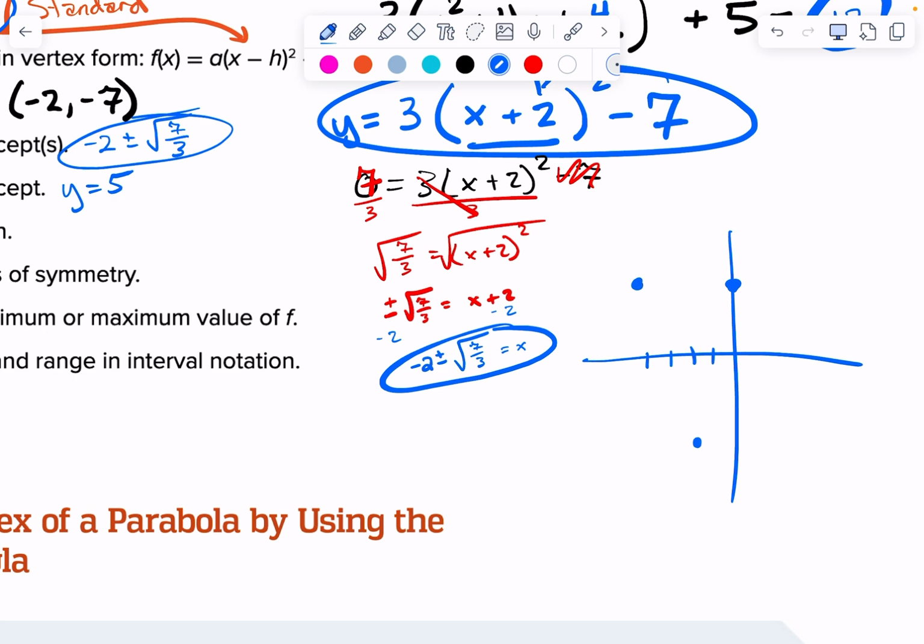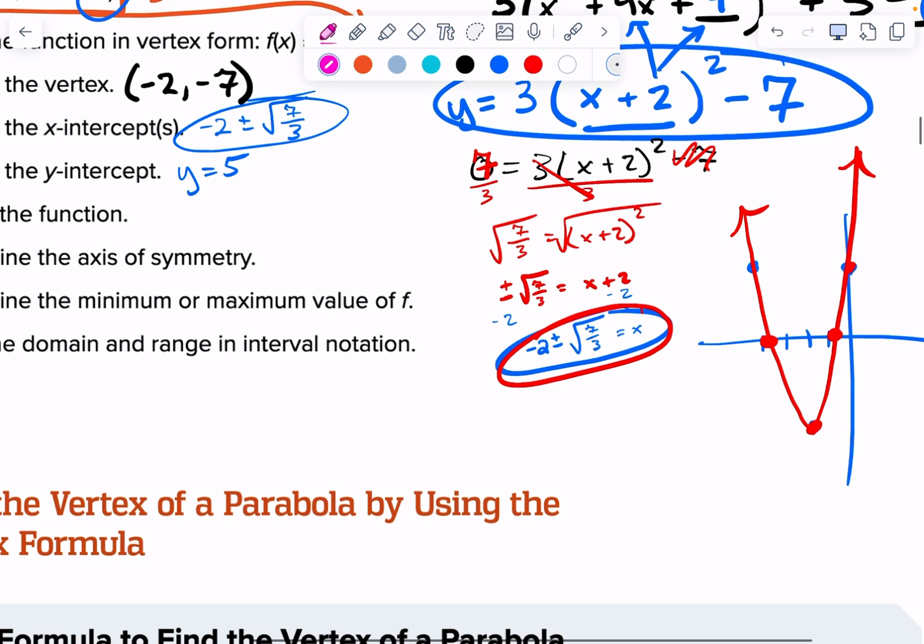I just created a new point. This is the vertex right here, right? And 2 units away, he's up here at 5. That means 2 units away from there, he's also up at 5, and that's what he looks like. I didn't even use the x-intercepts to graph that thing. The x-intercepts must be these 2 things right here. That's what he looks like, okay?